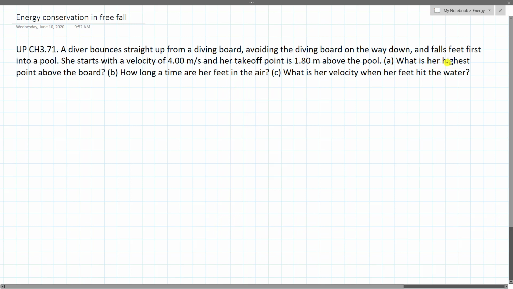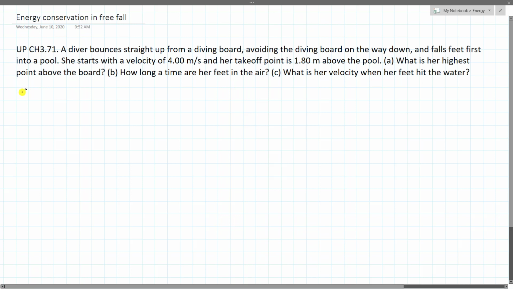What is her highest point above the board? And how long are her feet in the air? And then what is her velocity when her feet hit the water? So let's try to do this in the energy conservation way.